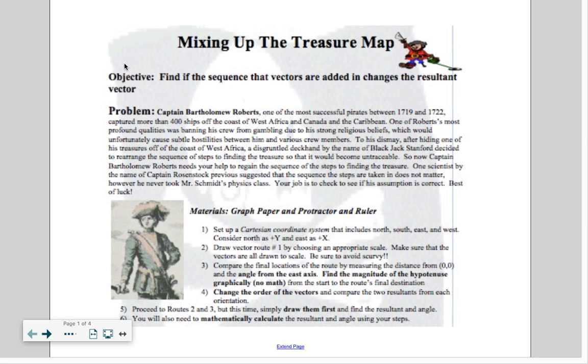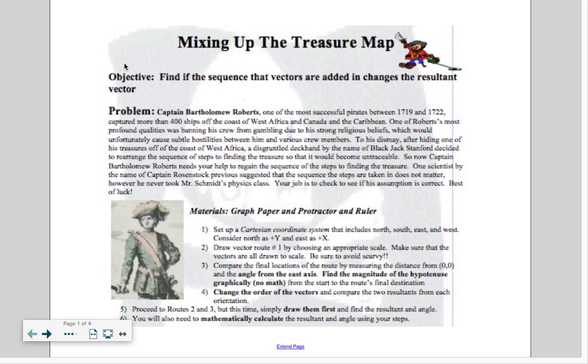Number two, draw your vector route number one by choosing an appropriate scale. So that's what we're going to be doing on the next slide here. And make sure that the vectors are all drawn to scale. That is like super important. If you don't draw them to scale, that is not going to make this lab really nice for you. It's going to make it a little more challenging.